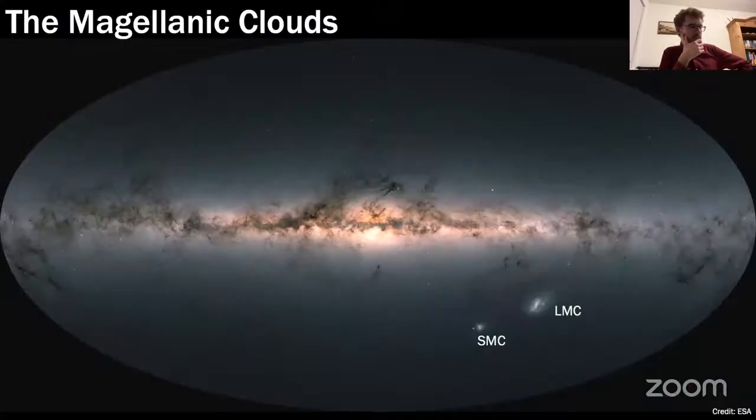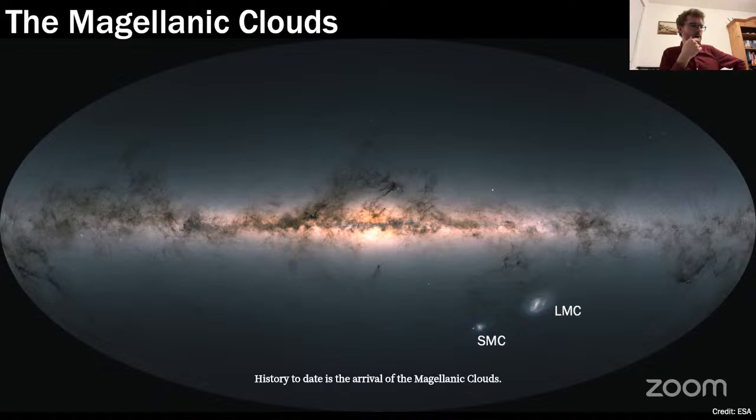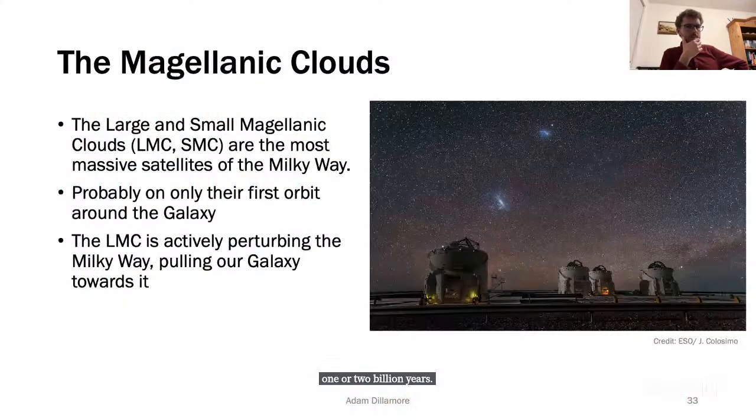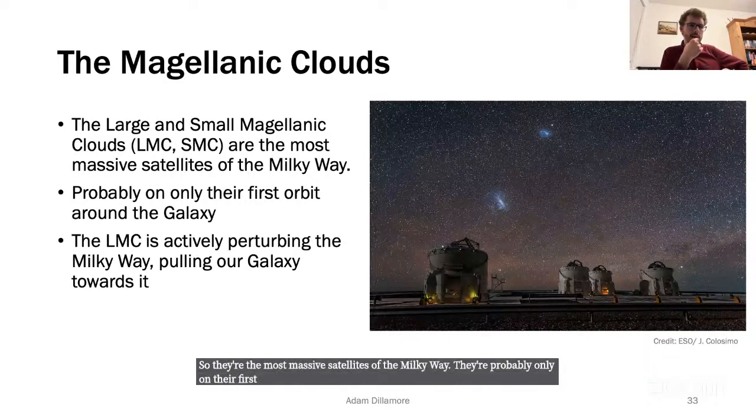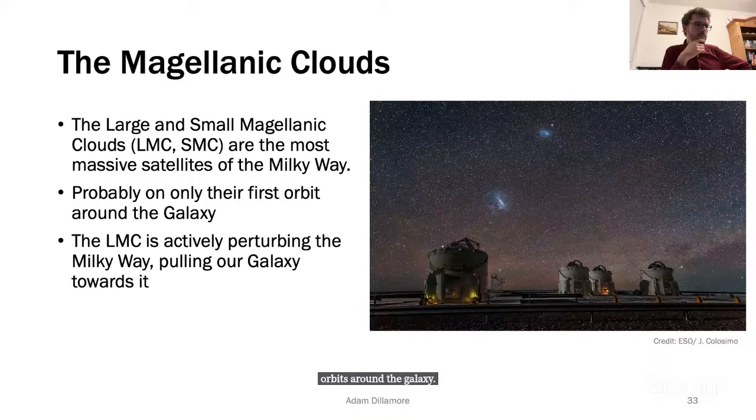Right, so the final event that's happened in the Milky Way's history to date is the arrival of the Magellanic Clouds. So these have only come onto the scene very recently, in the last billion years or so, 1 or 2 billion years. So they're the most massive satellites of the Milky Way. They're probably only on their first orbit around the galaxy. But they're having a profound effect on the Milky Way.